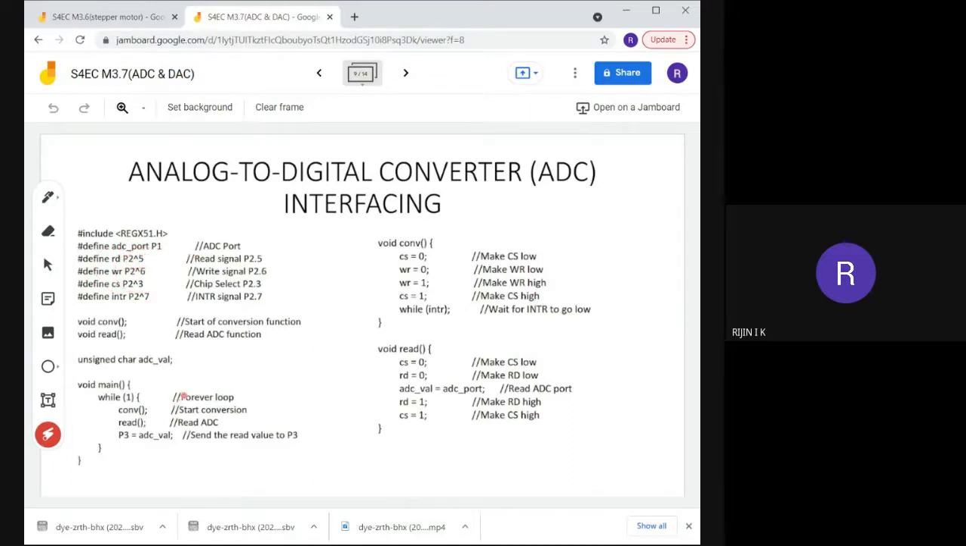Then the 2 functions are void conversion and void read. These are the 2 functions. Conversion is used to convert the data.